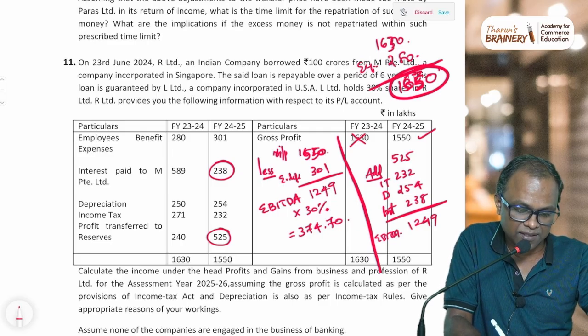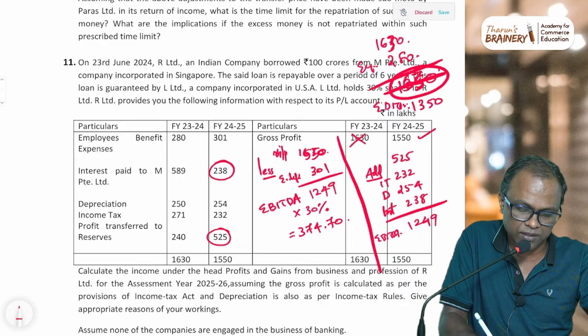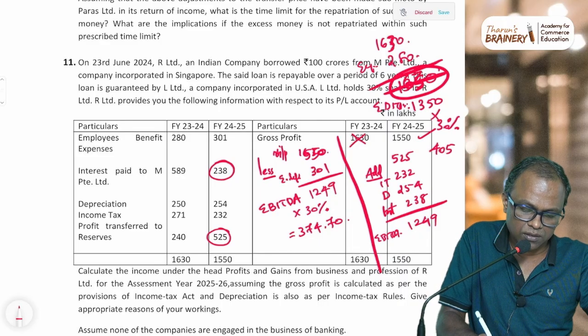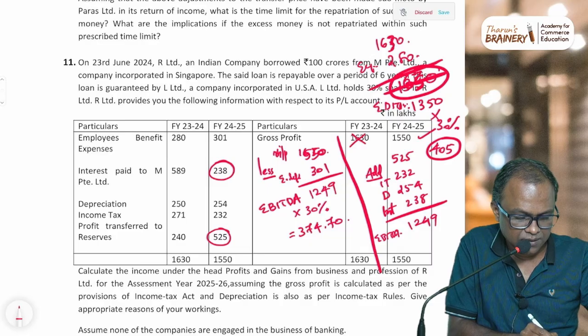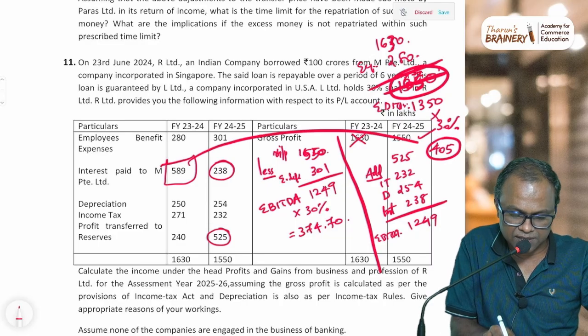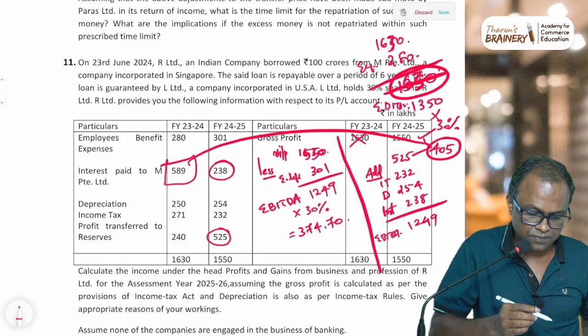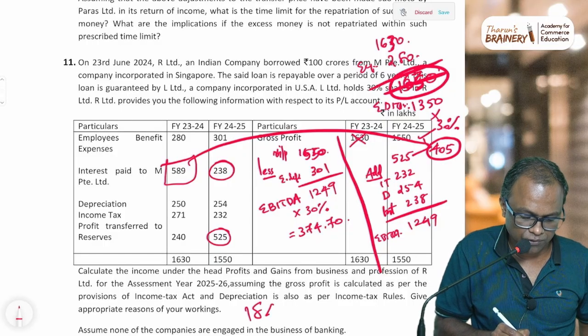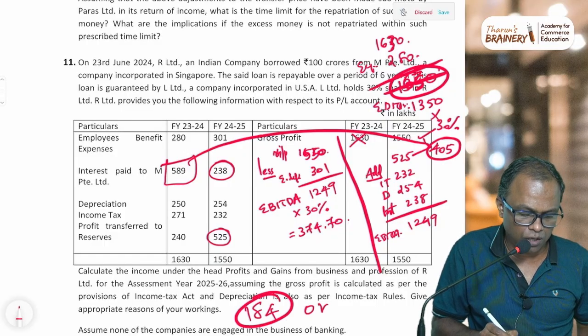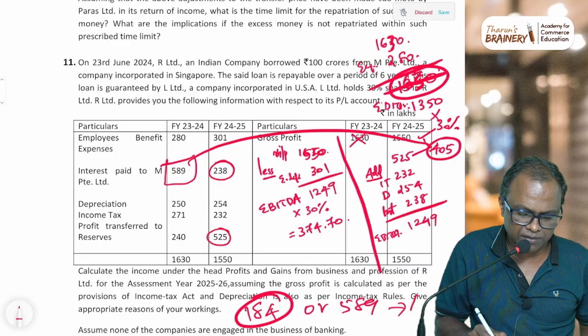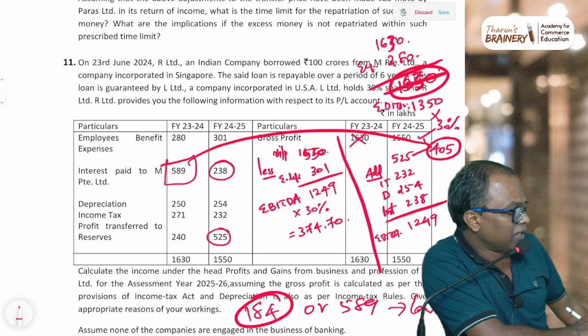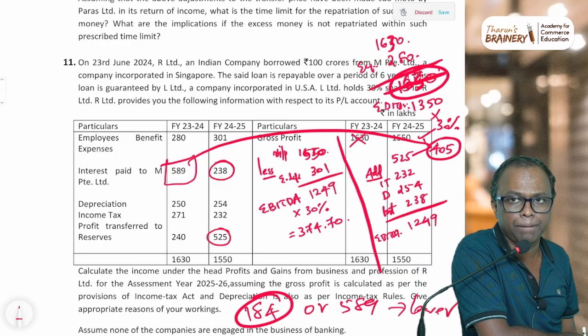1630, right? Okay. 1350 EBITDA last year. 30% of that is 405. Last year the interest is 589, which exceeds 30% of EBITDA. How much is the excess? 184. 184 or 589, whichever is lower, is to be disallowed under section 94B.